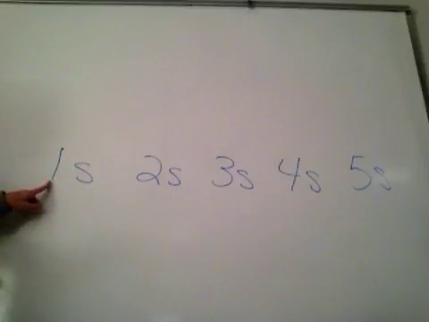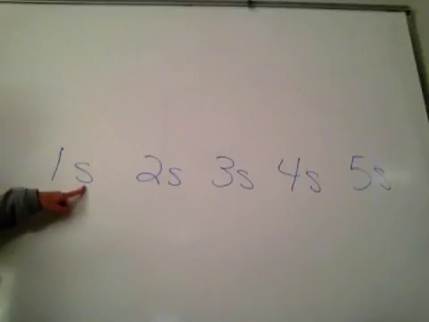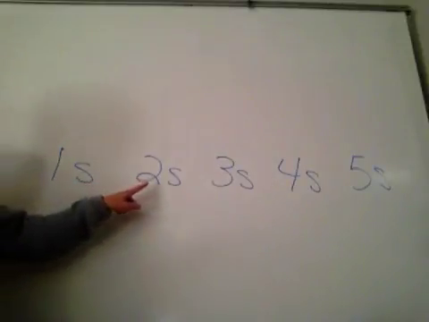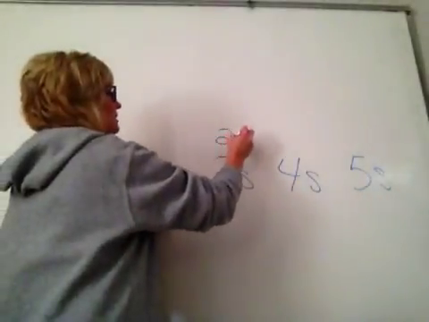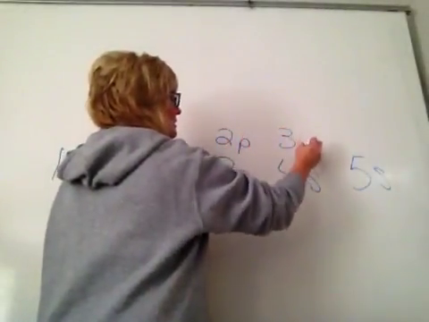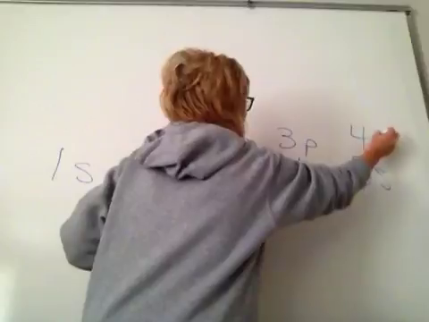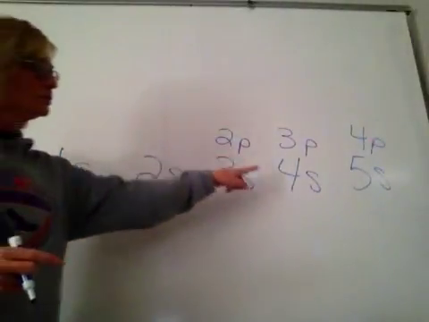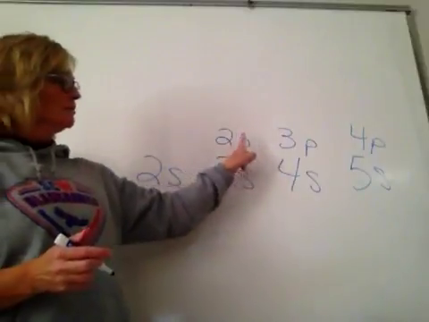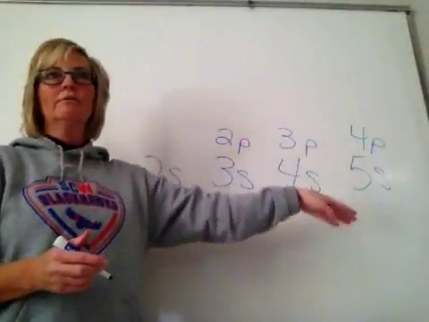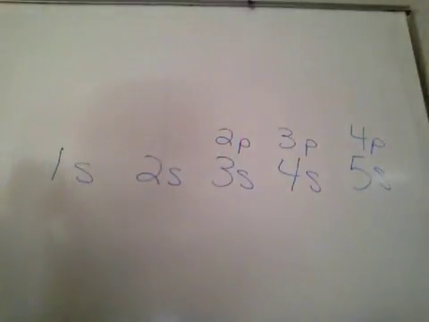So energy level 1 can only have an S. Energy level 2 can have an S and a P. So I go 3, 2, 4, 3, 5, 4. So my 2 goes here, my P's go across. I could go further with my P's if I wanted to.